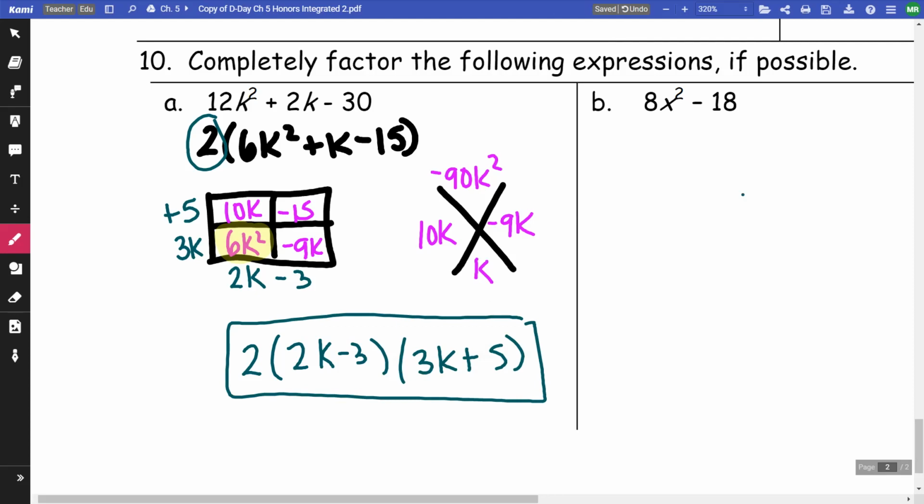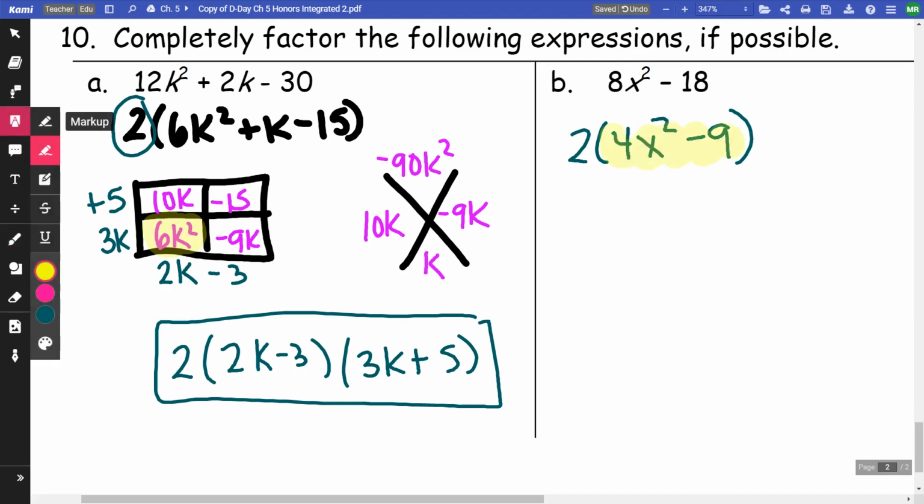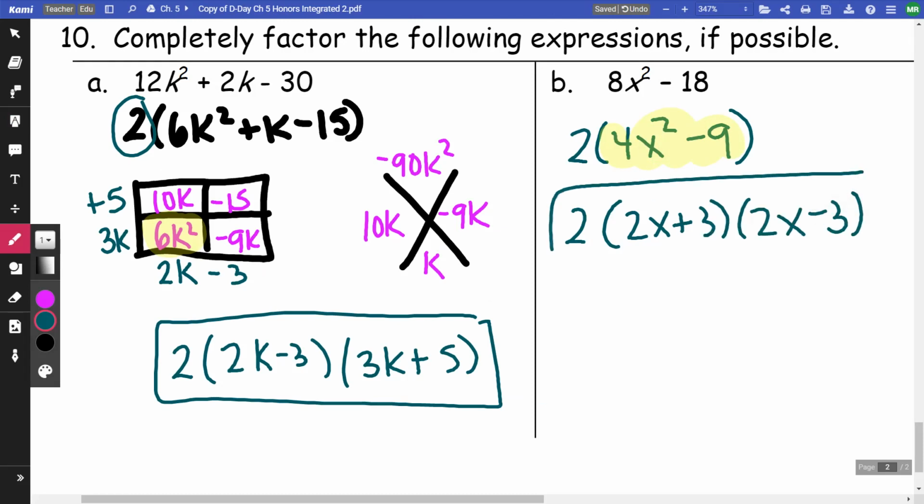Now on B, again, can I factor something out of both of these? I can factor out a 2 again, and I'm going to get a 4x squared minus 9. Now this is a difference of 2 squares. So I have my 2, then my 4x squared minus 9 is going to be a 2x plus 3 and a 2x minus 3. And those are our factors.